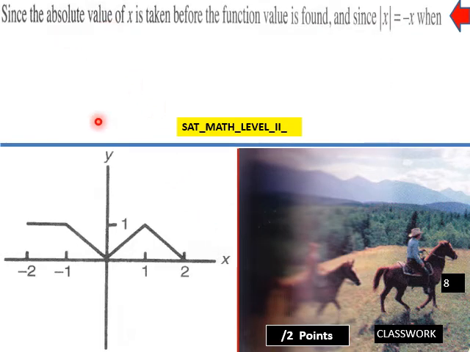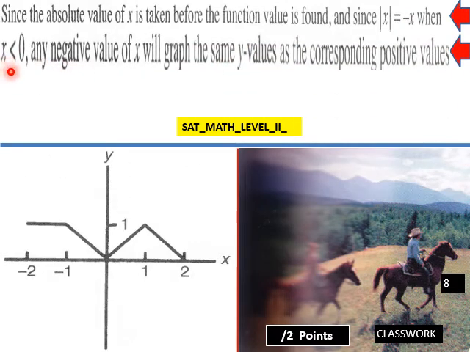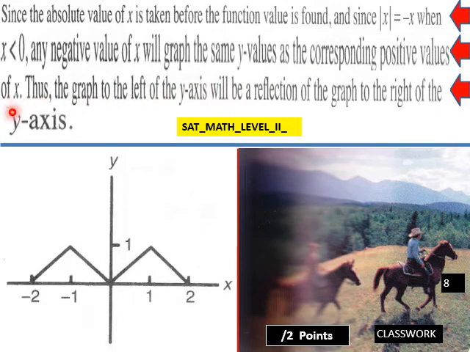Since the absolute value of x is taken before the function value is found, and since absolute value of x equals negative x when x is less than 0, any negative value of x will graph the same y values as the corresponding positive values of x. Thus, the graph to the left of the y-axis will be a reflection of the graph to the right of the y-axis. We just reflect over through our y-axis here.